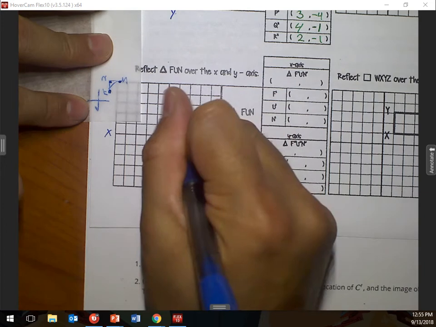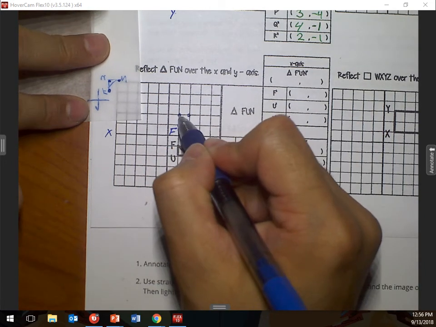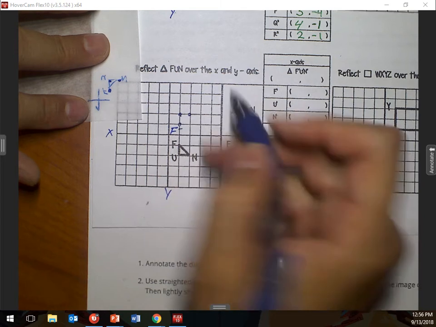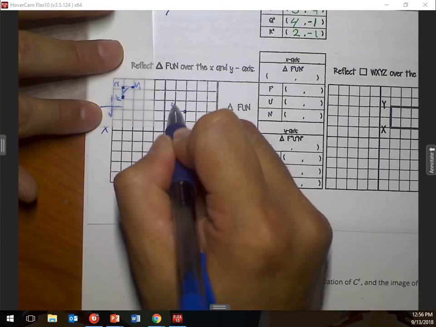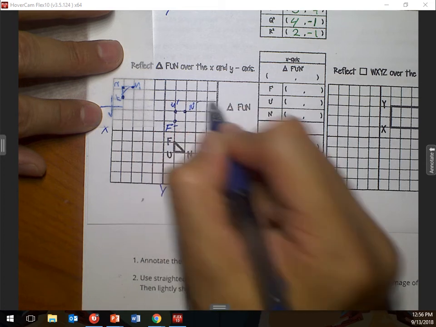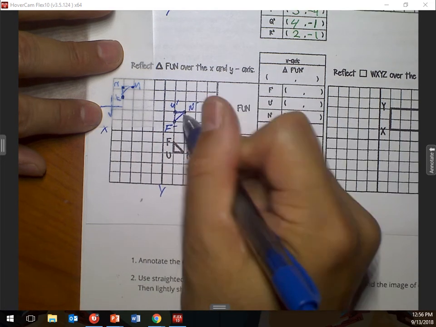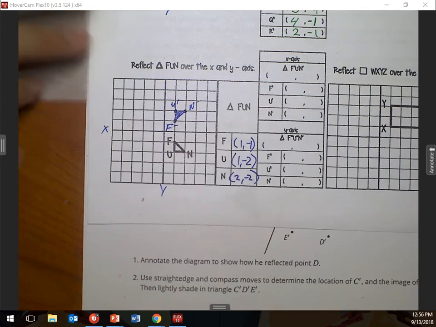And label it. This one right here is going to be my F prime. What's this one up here? U prime. And over here we have N prime. There we go. All right.